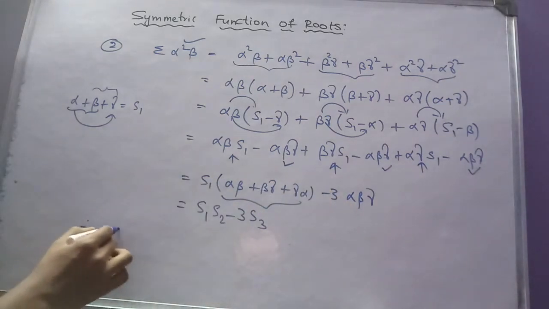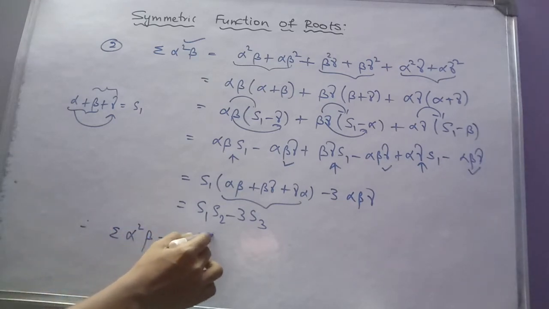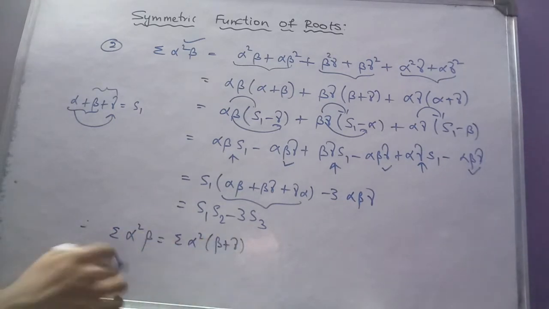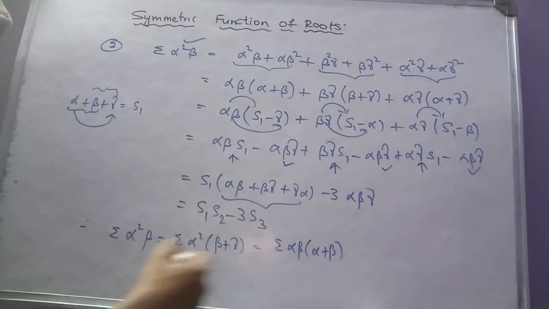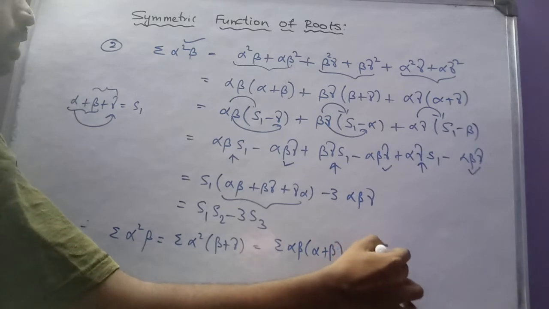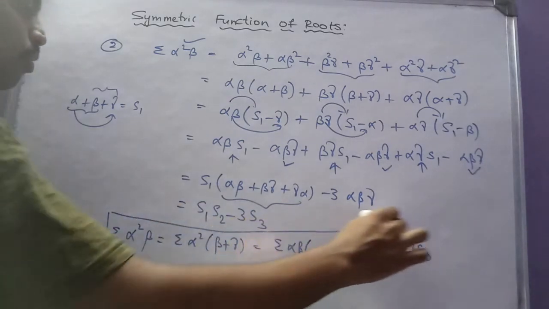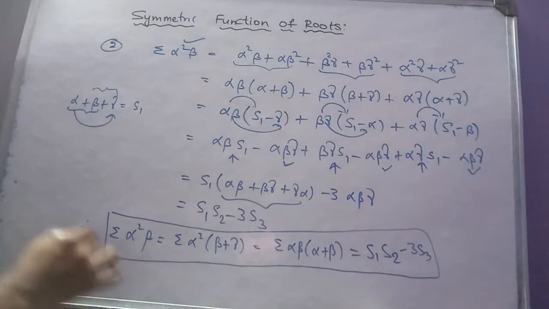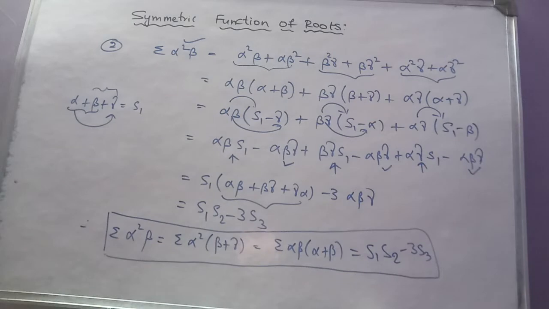Therefore sigma alpha square beta, or sigma alpha square into beta plus gamma, or sigma alpha beta into alpha plus beta, all three are same. They are equal to S1 S2 minus 3 S3. Remember this. All three are same. You have to remember this compulsorily. Okay now, so it is equal to S1 S2 minus 3 S3. So we'll derive the next one.